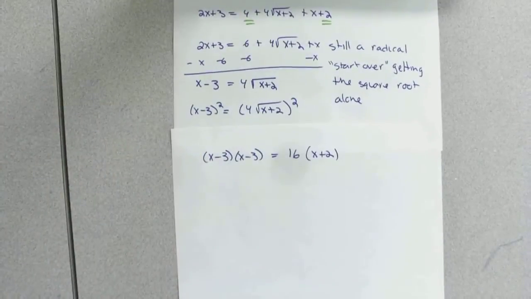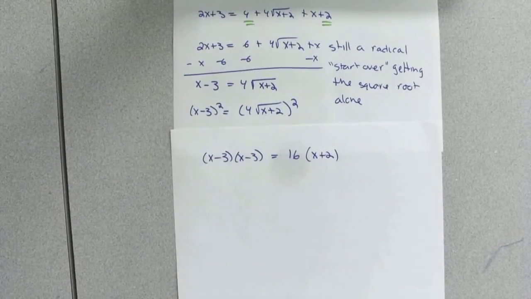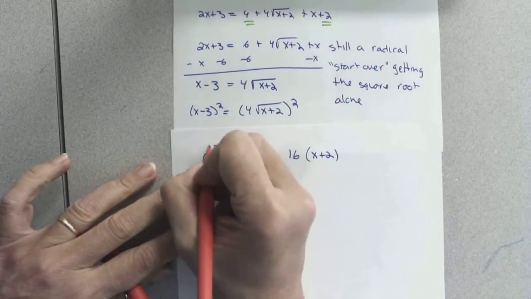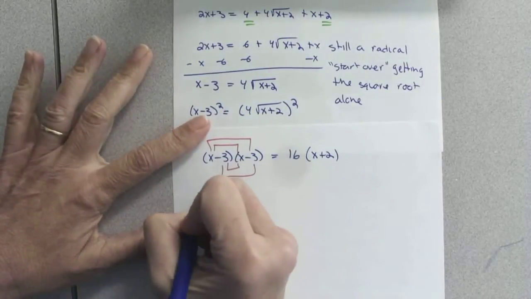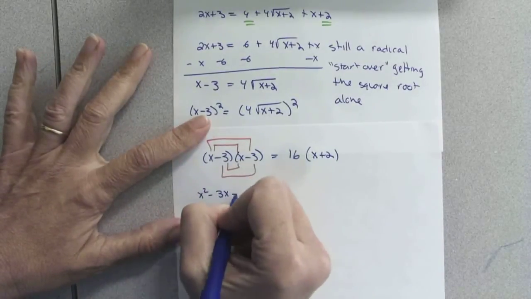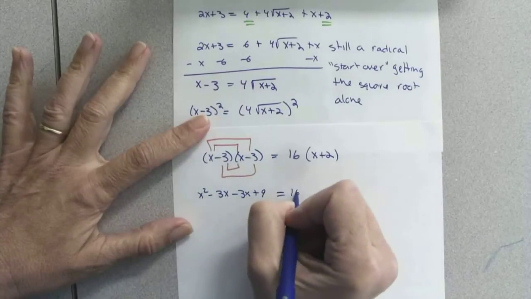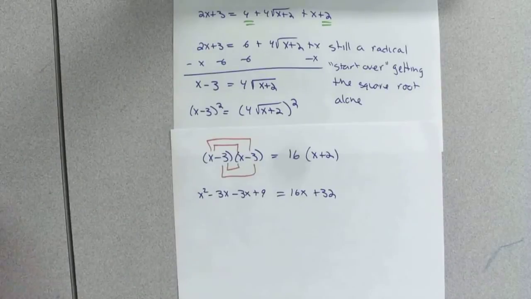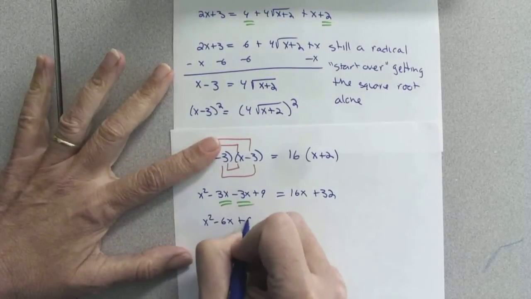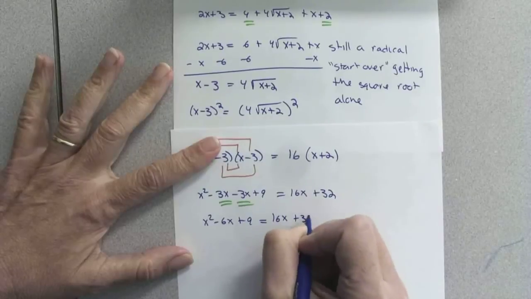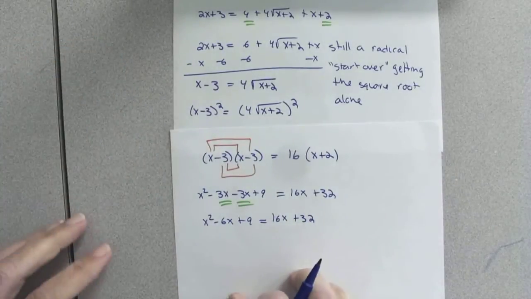Then keep working on it. And yeah, this is a long, long problem. But if you baby step your way through it, you can get through it. Foiling now. So I'm going to get x squared minus 3x plus 9 equals 16x plus 32. Combine like terms. So x squared minus 6x plus 9 equals 16x plus 32.